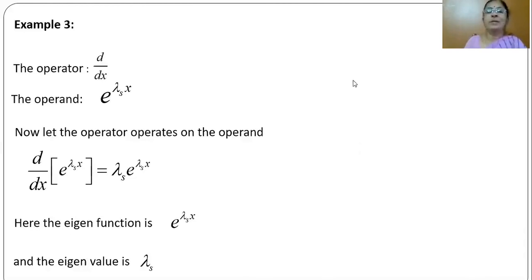I hope these three examples will help you to understand the concept of eigenfunction and eigenvalue. With this, I conclude this talk.